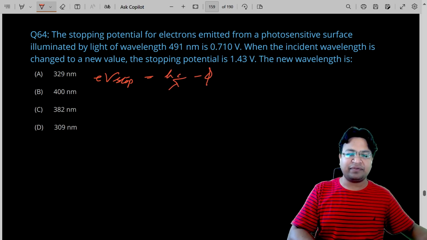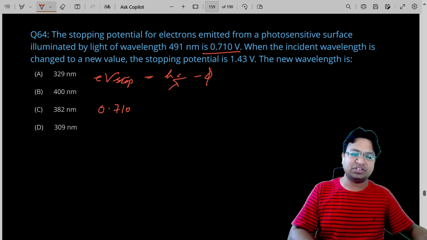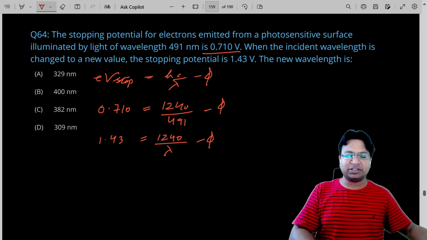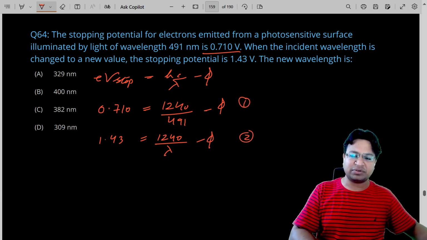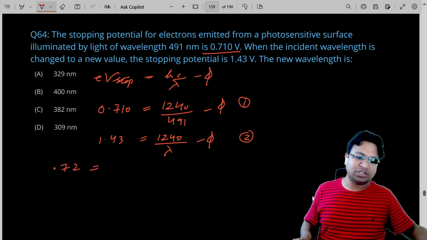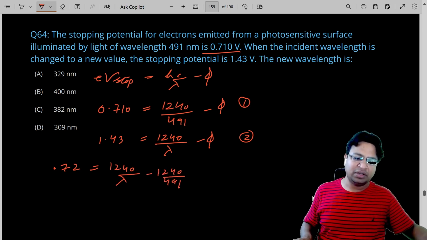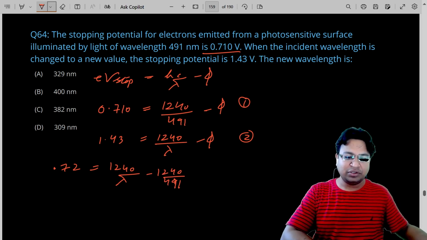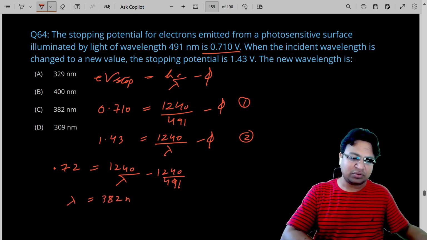What we are going to write: first the stopping potential was 0.710, so 0.710 is equal to 1240 divided by 491 minus phi. And in the second case, we are going to write 1.43 is equal to 1240 upon lambda, and this lambda is what we are trying to find out, minus phi. Now, let's do equation number 2 minus equation number 1. When we do that, 1.43 minus 0.71, that would be 0.72, is equal to 1240 by lambda minus 1240 by 491. From here we need to find out the value of lambda. On doing the math, you get the value of lambda as 382 nanometers.